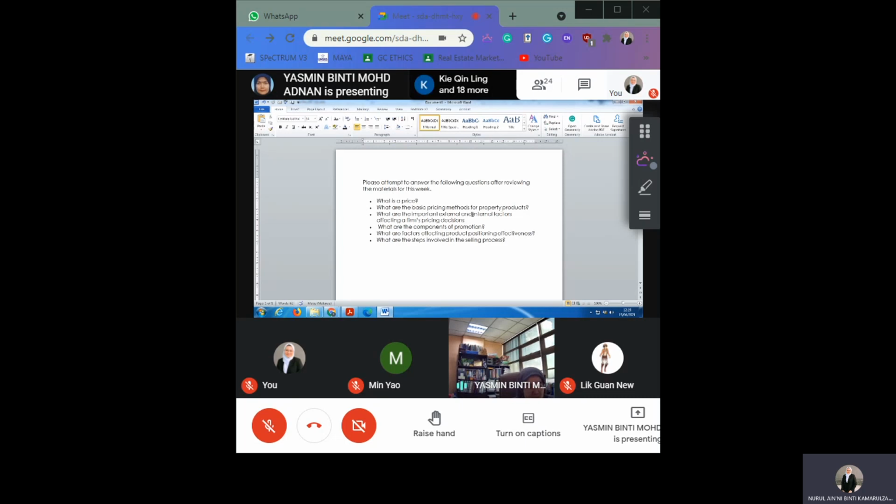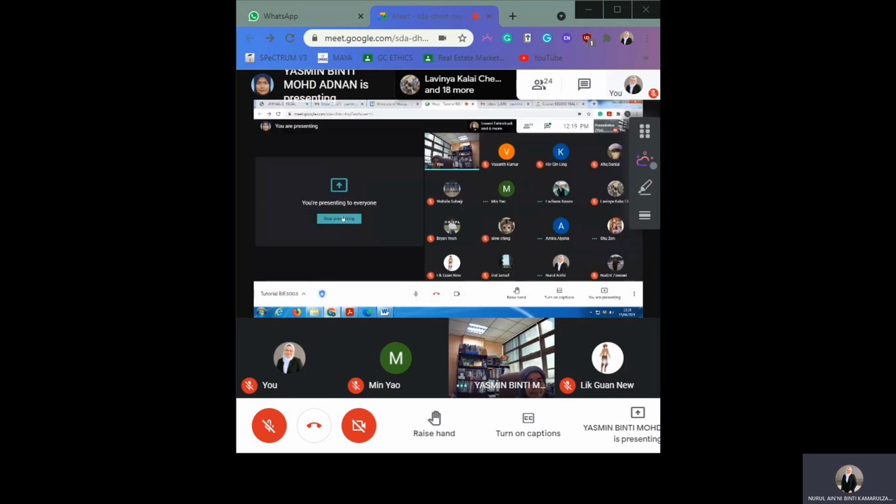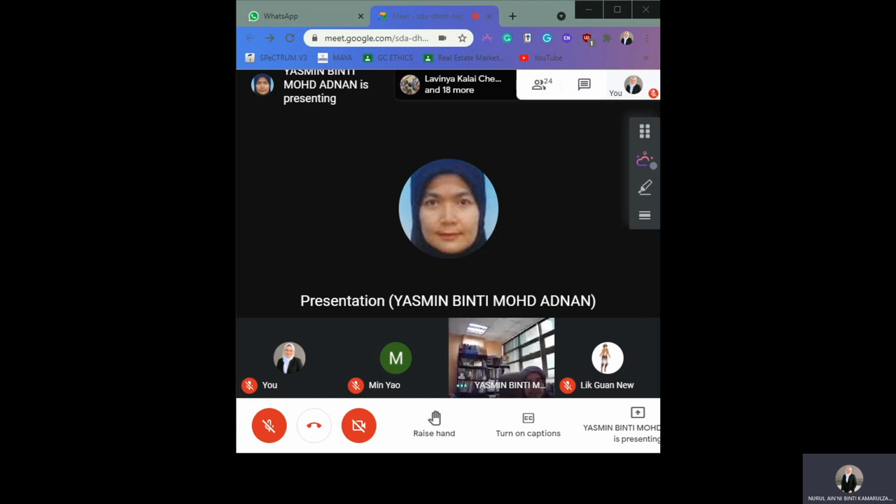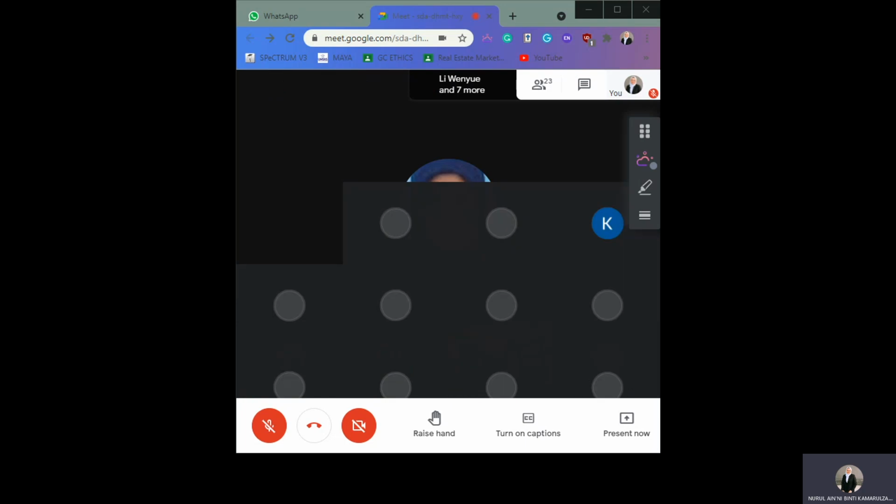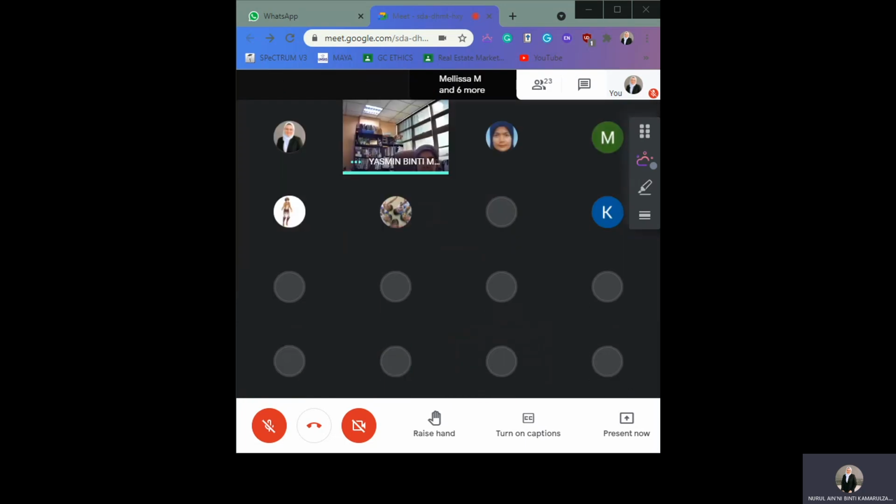Okay, dah siapa ada siapa nak tanya soalan? Okay, ada siapa nak tanya soalan? Tak ada. Dah penat. Nampak gambar ni semua. Ada anything? Tak ada.